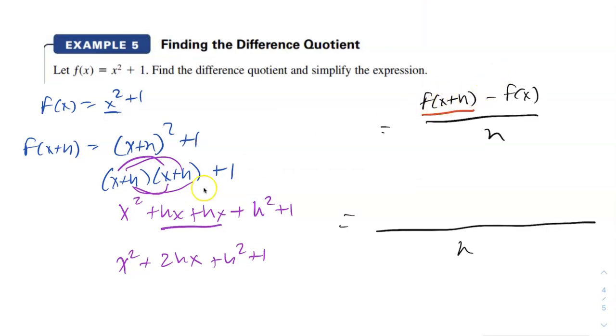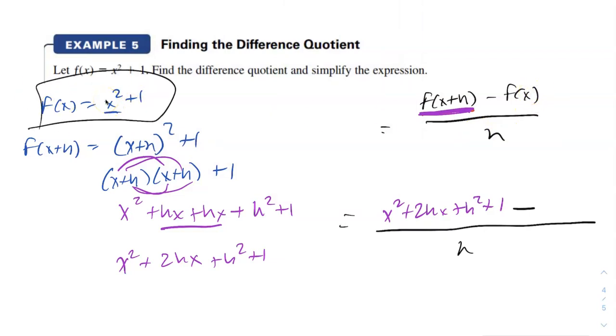So I want to change this with all that stuff I found. We found that all of this was x squared plus 2hx plus h squared plus 1. Then we're going to subtract off f of x. So minus, what's f of x? That's the function you start off with. That is literally the guy right here. So don't forget the parentheses, very important: x squared plus 1. Because that's what our original function was.